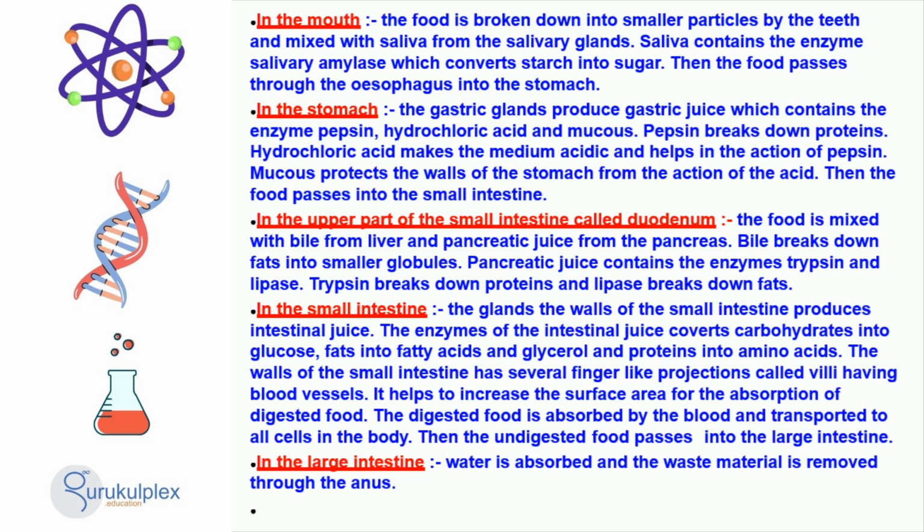The small intestine walls have villi with blood vessels which increase the surface area for the absorption of the food, and then the blood can transport it to cells in the body. Any remaining undigested food passes into the large intestine, where water is absorbed and waste disposed.